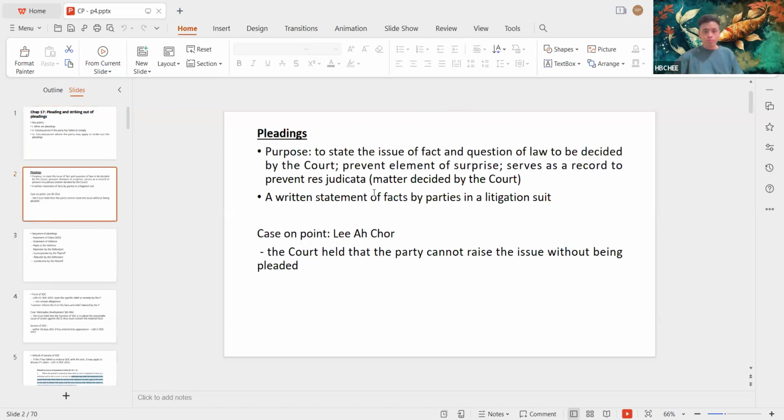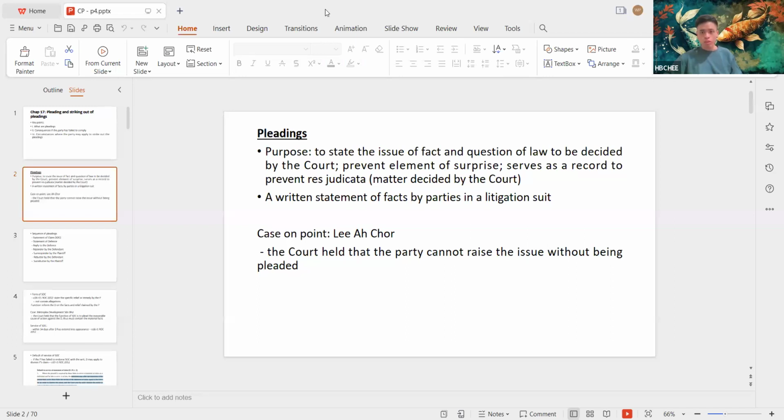So the pleading itself is for the purpose of stating the issues of fact and the questions of law to be decided by the court, to prevent unfair surprise and serve as a record to the court to prevent res judicata.